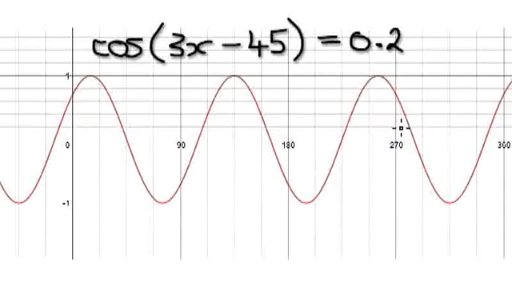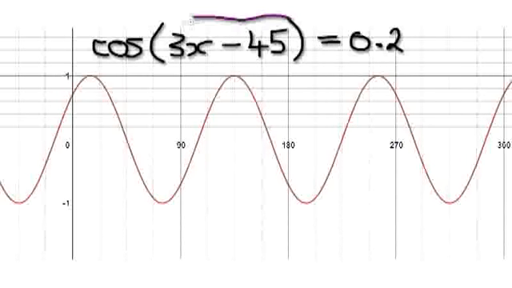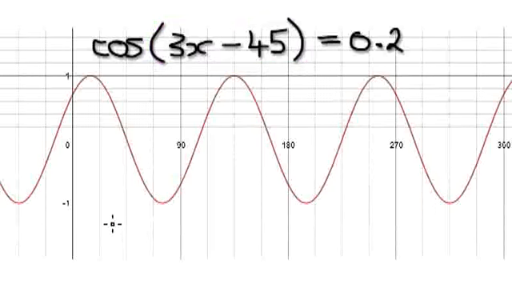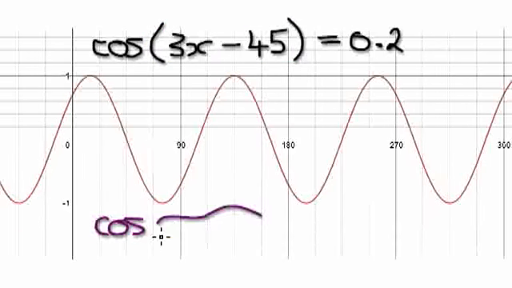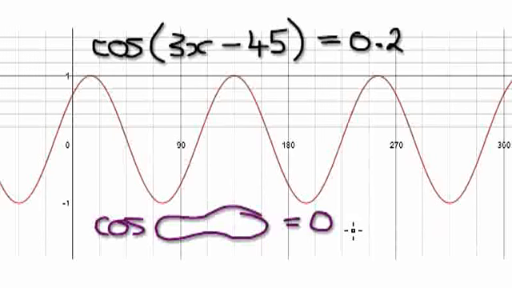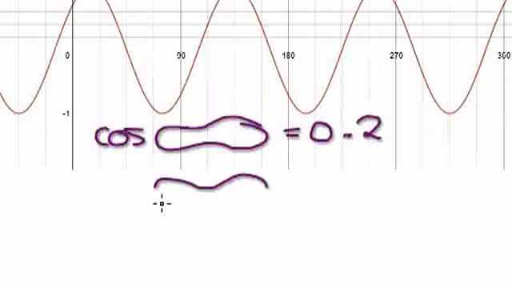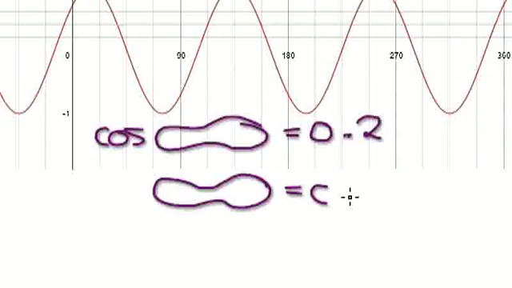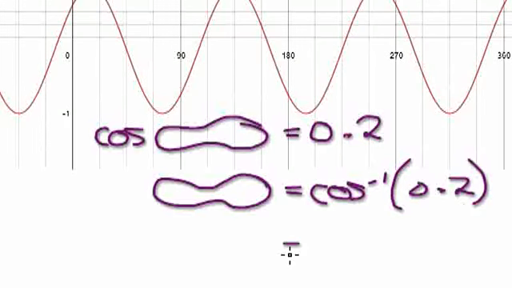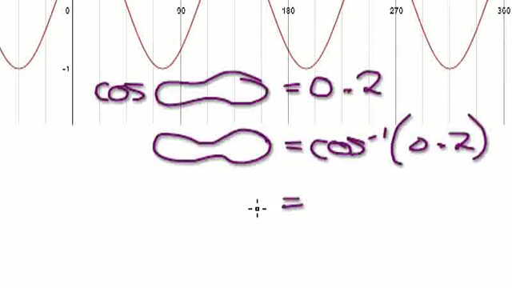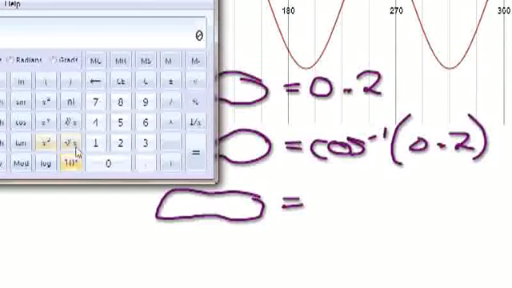To solve this, visualize this as being in a bubble. It's really a matter of us solving cos of the bubble equals 0.2. So the bubble equals inverse cos of 0.2. You would then jump to your calculator.